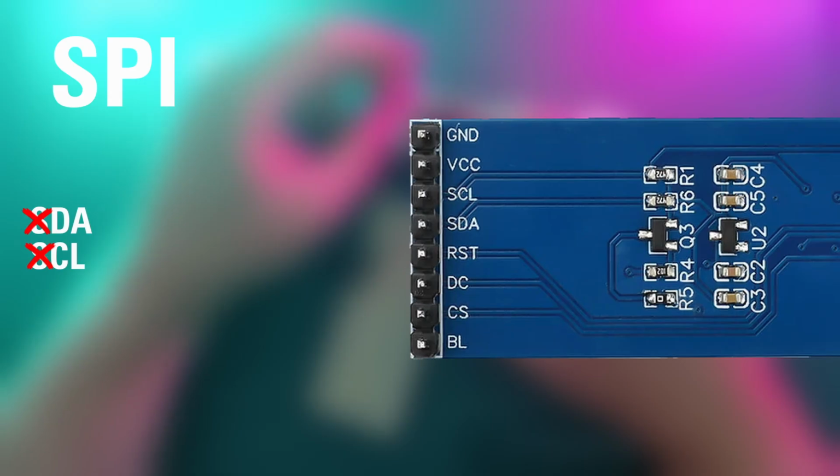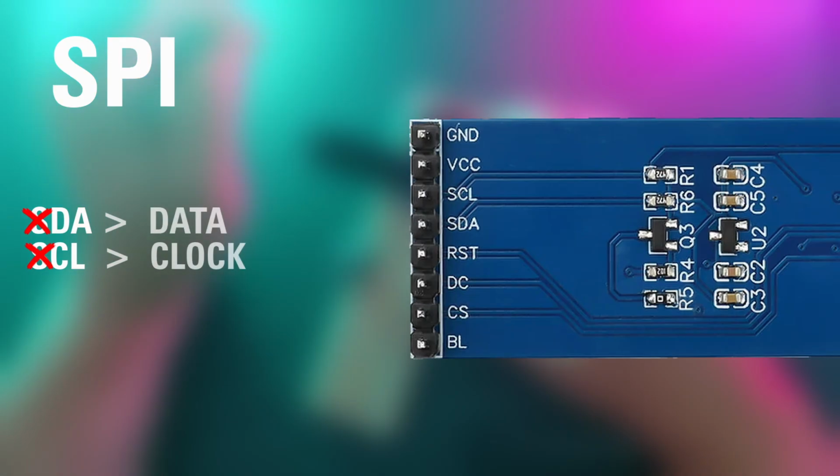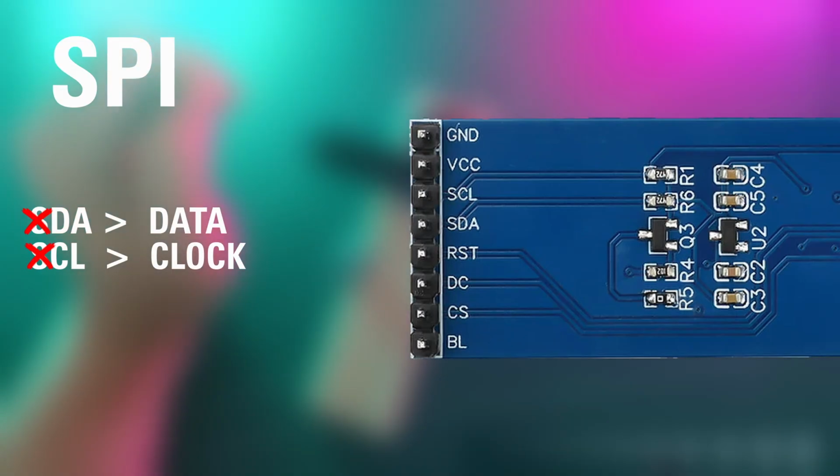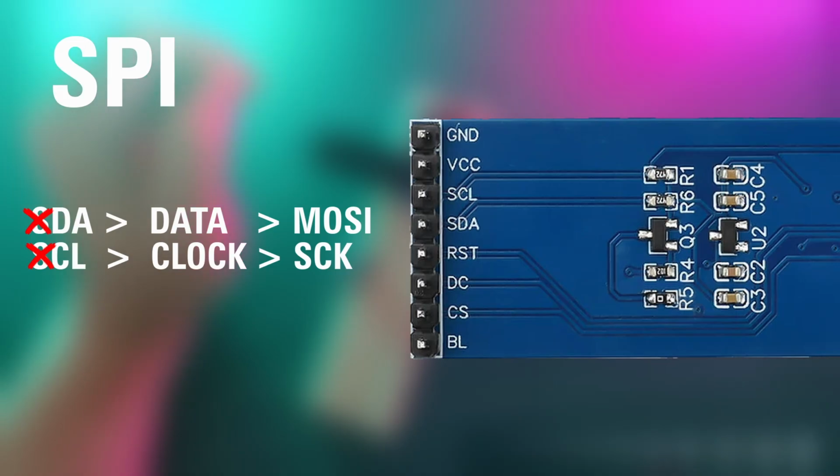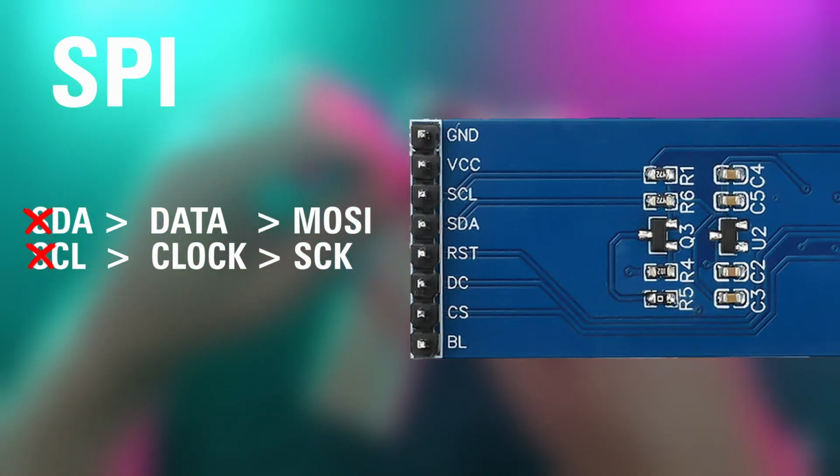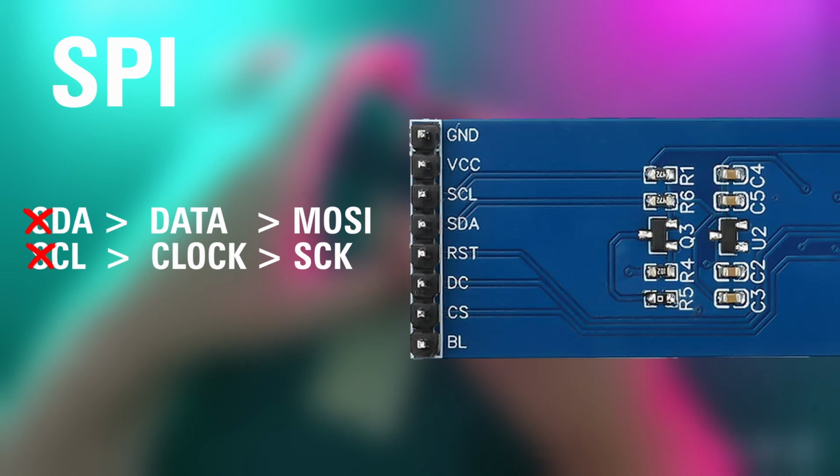In this case, we need to ignore the letter S at the start of those names. SDA becomes data, SCL becomes clock. In SPI terms, this means SDA on the display connects to MOSI on the controller. SCL on the display connects to SCK on the controller.